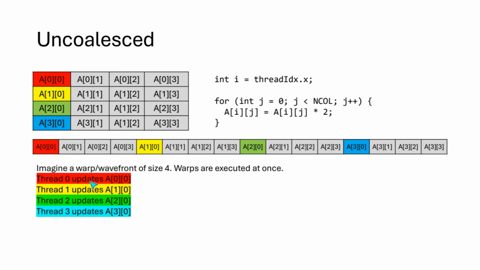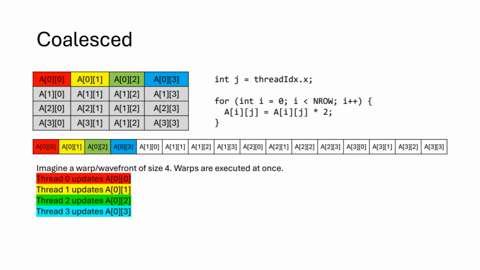So in this example, we have 4 threads, 0, 1, 2, 3, with different colors, and the first cycle takes the first element of each vector. So you will see that the access is not consecutive, so it's uncoalesced.